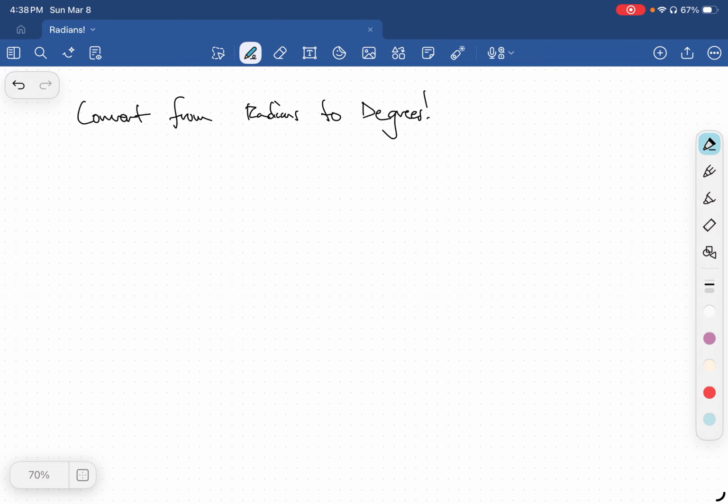So if we want to convert from radians to degrees, let's say we have pi radians. It's a very easy one. Or maybe we have 2 pi thirds radians. Usually radians will come in terms of pi. Or maybe we have 5 pi sixths radians. Or maybe we have pi fourths radians, and we want to convert it to degrees. So we're going to multiply by 180 degrees over pi radians.